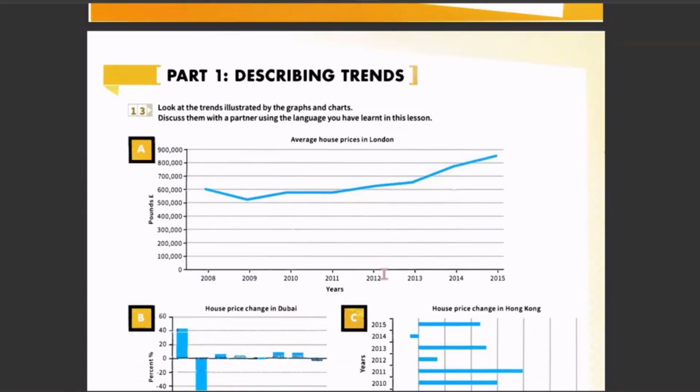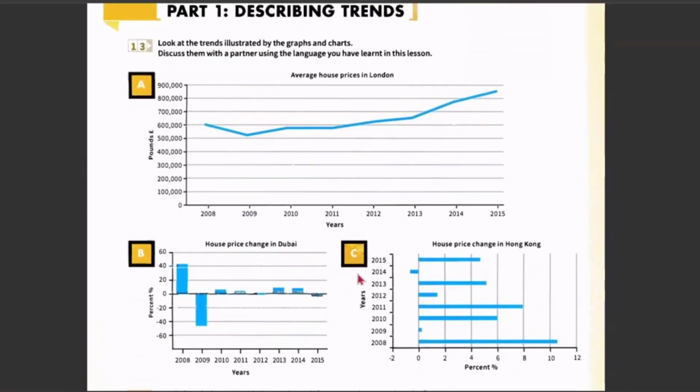Okay, so look at all three of the diagrams here, and then one by one you describe each of them to me. So let's start with A. Look at it first, take some time so that you can arrange the sentences in your head, and then you can tell me. Okay.